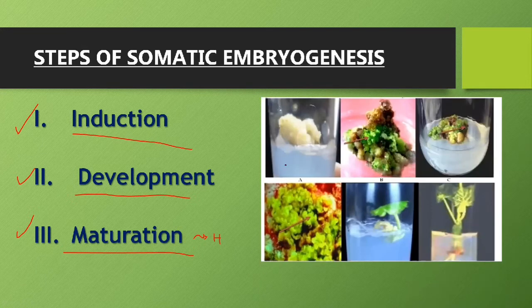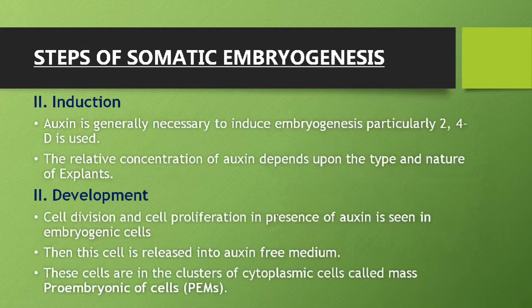So this is the diagram of somatic embryogenesis. First we take the explant and put it on the nutrient medium, and here a callus is taken for somatic embryogenesis. Then comes development of the somatic embryoids, and finally maturation of the somatic embryo is seen in the last two figures. These are the basic steps for somatic embryogenesis. Now we will look at these steps in detail.